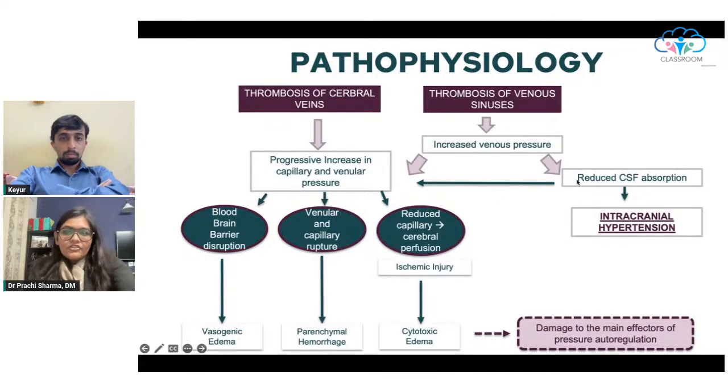The increased venous pressure will reduce absorption from the arachnoid villi and the granulations. This predisposes to intracranial hypertension. Eventually, blood-brain barrier disruption sets in because of this intracranial hypertension, which leads to vasogenic edema. All of this will culminate in a reduction in the cerebral perfusion, leading to ischemic injury and cytotoxic edema.